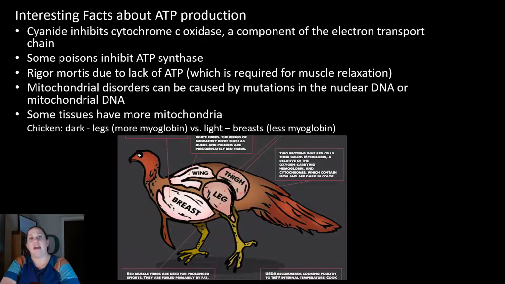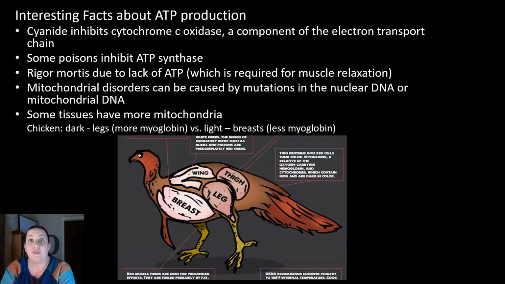So some interesting facts about ATP production. Cyanide, which is a type of poison, inhibits cytochrome C oxidase. Now this is an enzyme, so we see oxidase tells you it's an enzyme, and it's a component of the electron transport chain. So if this messes up the electron transport chain, cyanide is going to cause your ATP to not get made properly, and so you're going to end up being deficient for energy. Some poisons inhibit not the oxidase enzyme, but they inhibit ATP synthase from working.